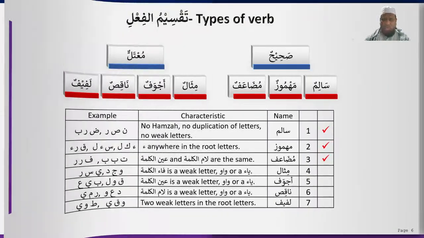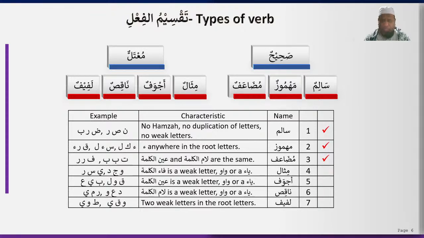So now let's go through each of these. What do they mean? Salim means no hamza, no duplication of letters, no weak letters. Number two, mahmuz means hamza anywhere in the root letters. And muda'af means aynul kalima and the lamul kalima are the same. So alhamdulillah, we have gone through and we've learned the first three, Salim, Mahmuz and Muda'af, because Salim is sound letters in the root letters, so there is no rule for Salim verbs.